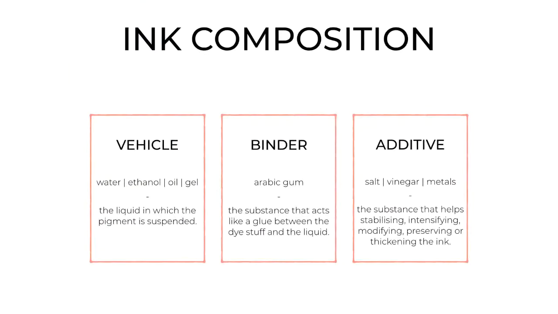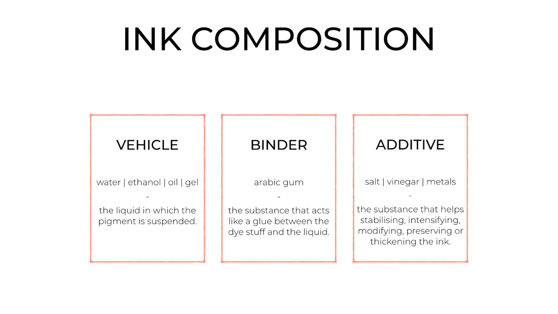And this is quite an important distinction when talking about color application on different materials. So we will start with inks, all the different types of natural inks. When we talk about ink making, we really need to understand how an ink is composed. It's made out of what we call a vehicle, a binder, and different types of additives. A vehicle is the liquid in which the pigment is suspended. So it can be water, it can be ethanol, and it can be oils and gels.